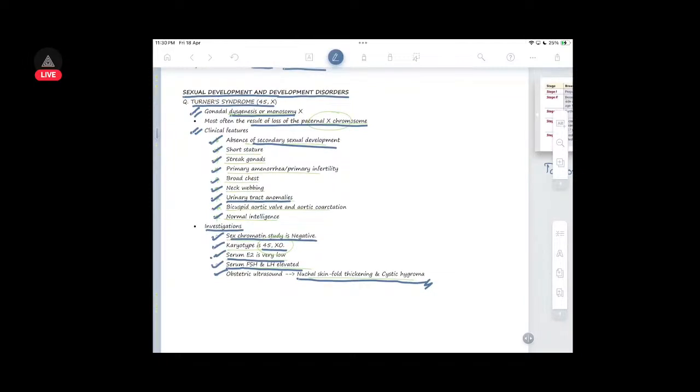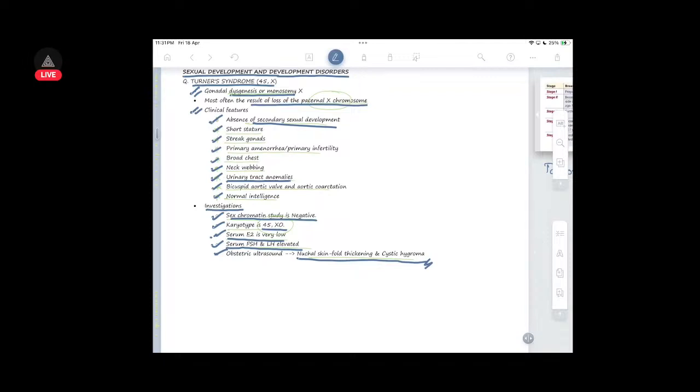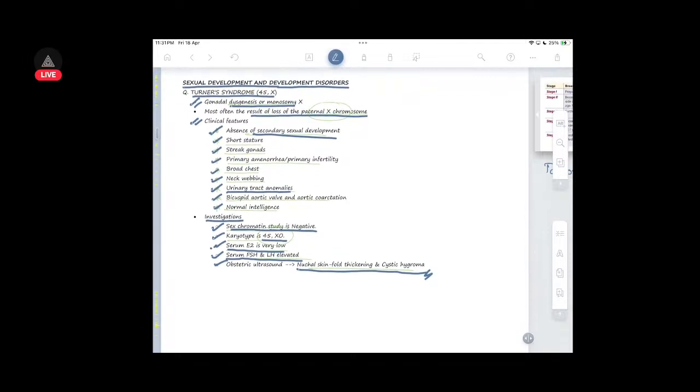Cystic hygroma, nuchal skin fold thickening, karyotype 45XO, sex chromatin study negative, serum estrogen very low, FSH and LH very much increased. So they will have absence of secondary sexual characters and normal intelligence. Bicuspid aortic valve and aortic coarctation are common. Urinary tract anomalies will be there. Neck webbing, broad chest, primary amenorrhea, primary infertility, short stature and streak gonads.